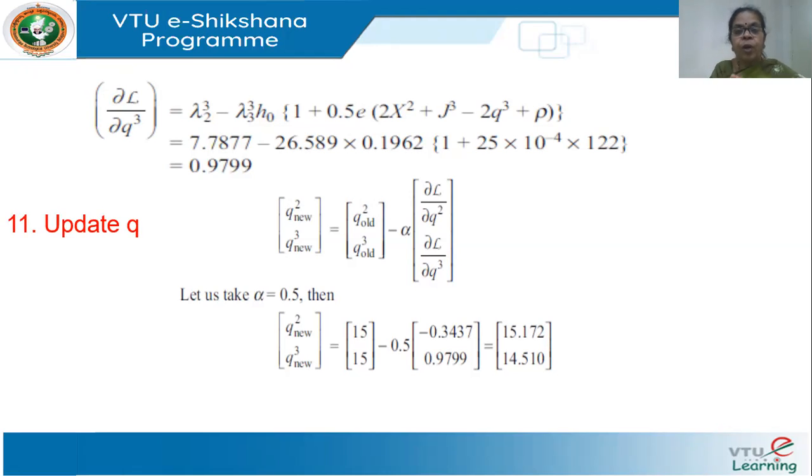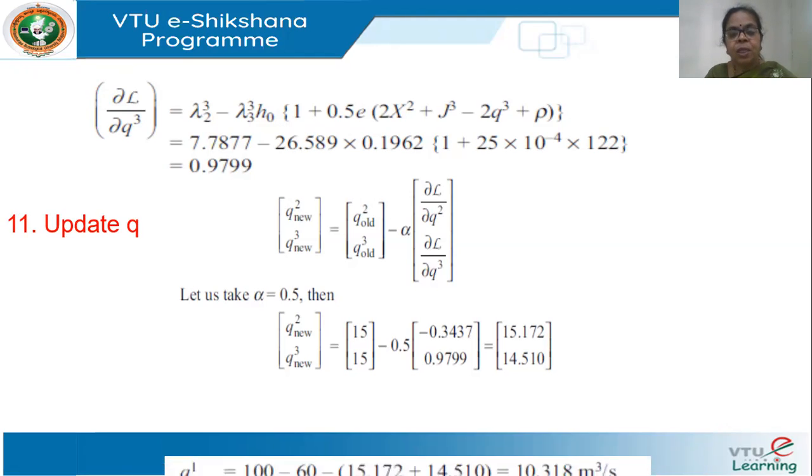Here you're trading off. Initially, by assuming a large value of alpha, you're trying to reduce the number of iterations. Then when you're closer to the solution, by switching to a smaller value of alpha, you ensure that you do not get into oscillations. So this is how you update.